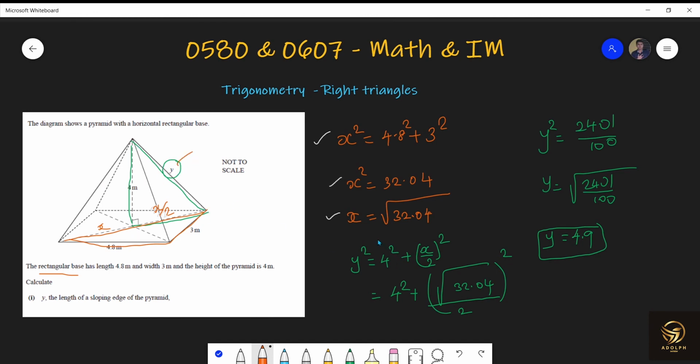So y is the hypotenuse, y square equals base square, that is 4 square, plus half of that, x by 2, the whole square. The x by 2 value I have calculated here, it's square root of 32.04 by 2. If I take the square for this and put all these things in my calculator, I'm getting this simplified answer as 2401 divided by 100 as y square. But I have to calculate y, so if I take the square root of this, then I'm getting the answer for y as 4.9 centimeter. And that's it. Let's continue.